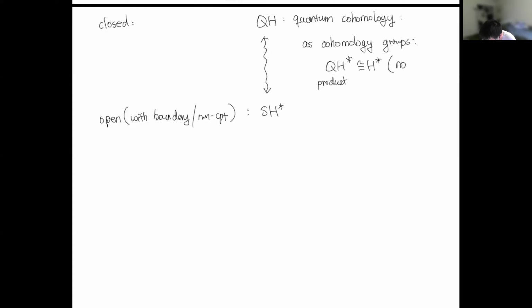So there is no symplectic topology happening here, but the product structures are deformed. So there is symplectic topology happening here.